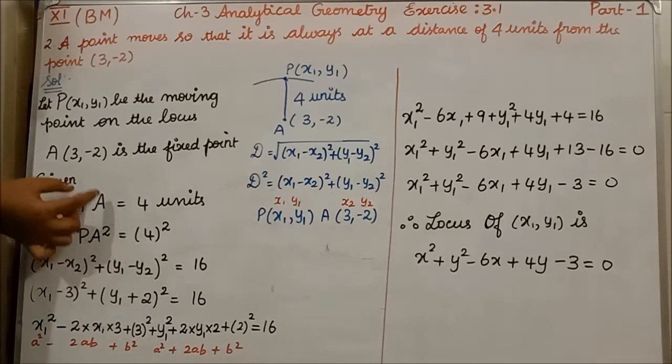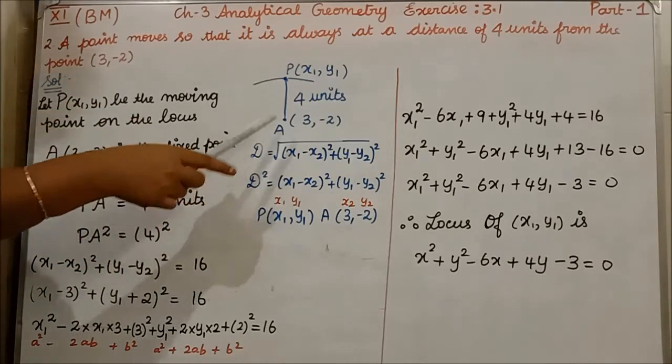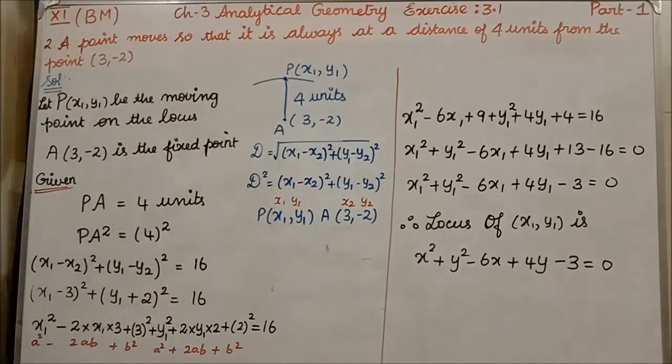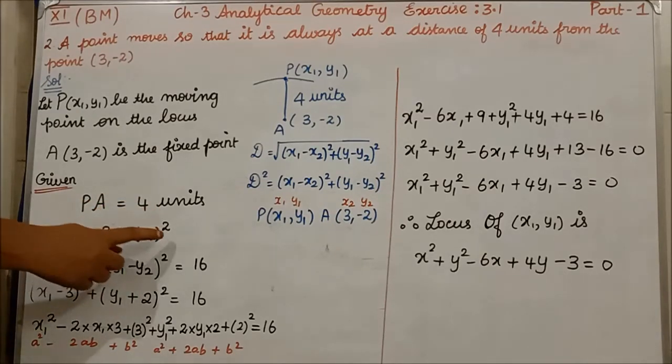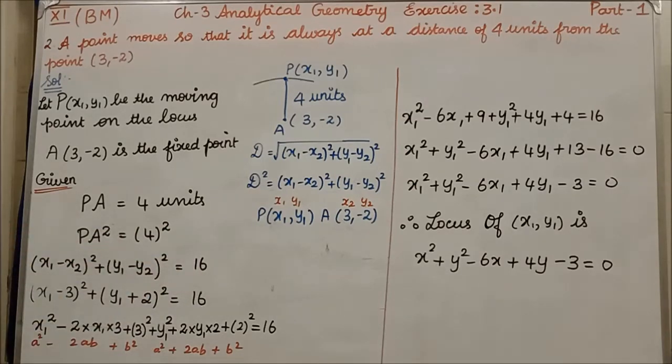So PA is equal to 4. If you are taking PA, you have to apply the square root. To avoid the square root, I am squaring on both sides. If I have a square, there is no need to put the square root. So PA square equals 4 squared, which is 16, and for PA square I have written the distance formula. In the next step I am applying the values.